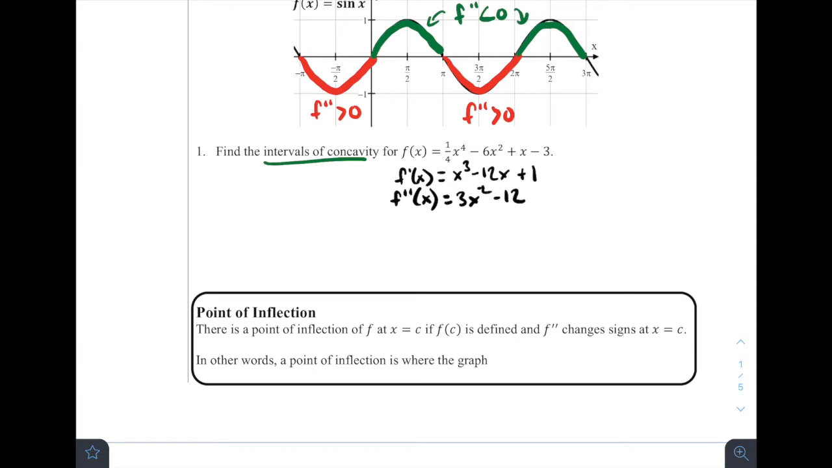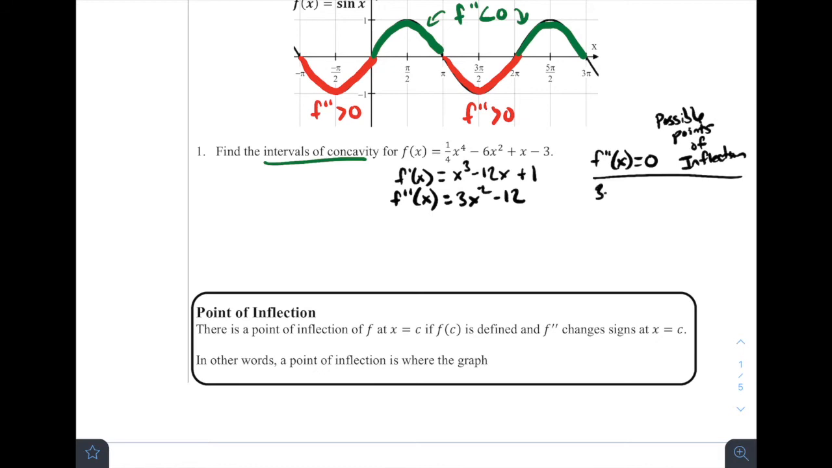Now, I am interested in finding the places where the second derivative is 0, because it's going to give me some indications of where the function might be switching from positive to negative. These are possible places where we have points of inflection. So I'm going to take that f double prime of x and set it equal to 0 to find possible points of inflection, possible places where the second derivative is going to change sign, and if it does change sign, then it would be a point of inflection.